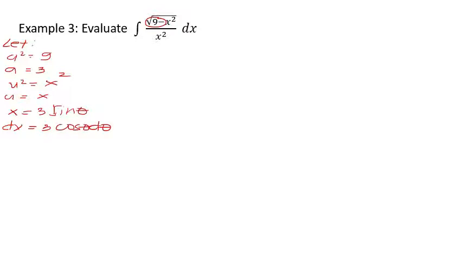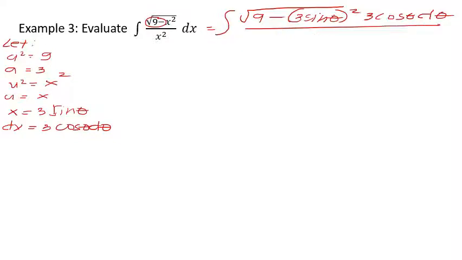So, dx is equal to 3 cosine theta d theta. Now we already have the values, so we could substitute them. So we have the square root of 9 minus 3 sine theta squared, then our dx is 3 cosine theta d theta, all over the square of your x, which is 3 sine theta squared.